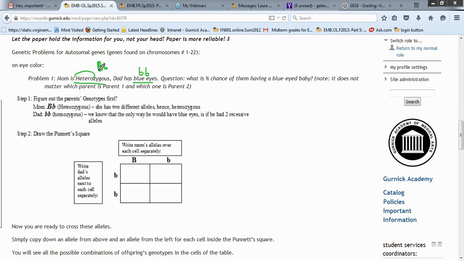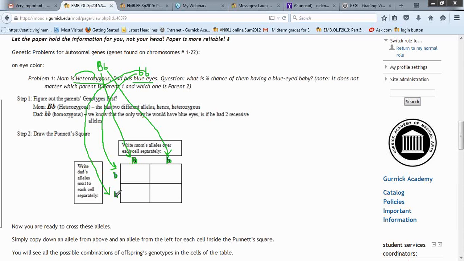So when you have established that, for mom, we're going to put mom at the top. We're going to put one of her alleles over one column and the other one of her alleles over the other column. And we're going to do the same for dad. We're going to put one of his alleles for one row and the other one of his alleles for the other row, like that. So here's mom's big B, little b, and dad's little b, little b.